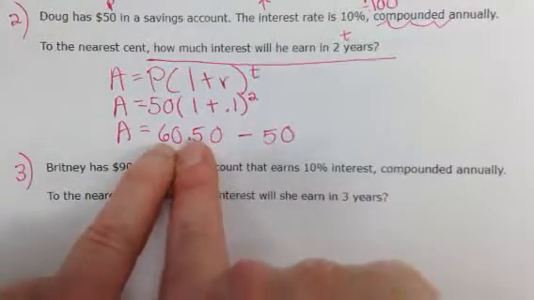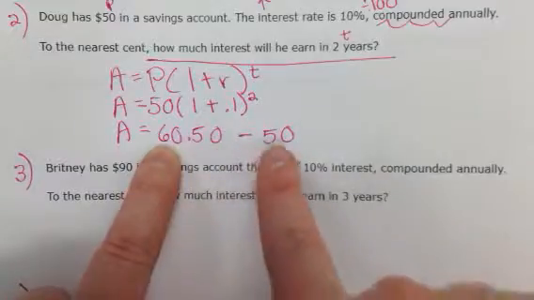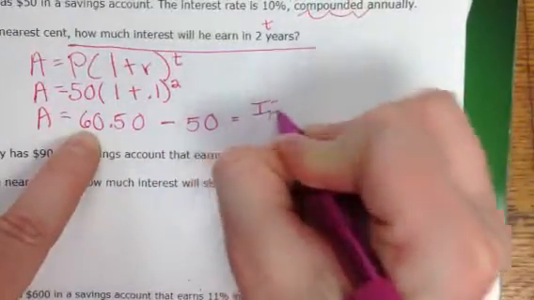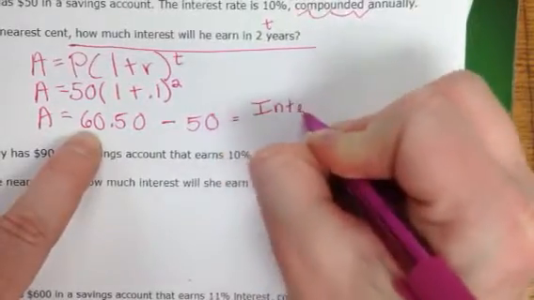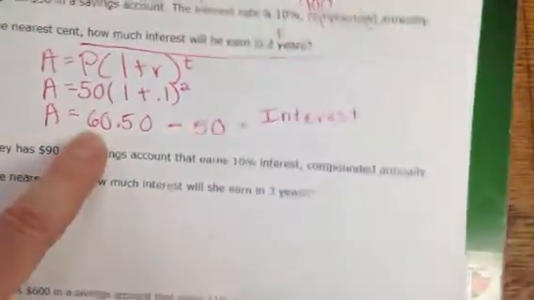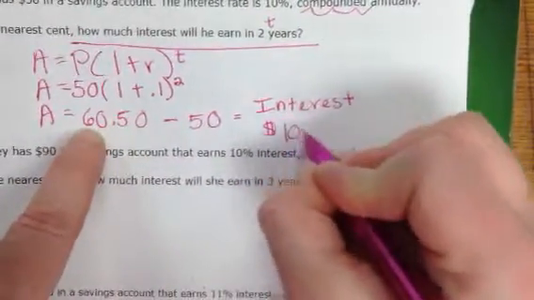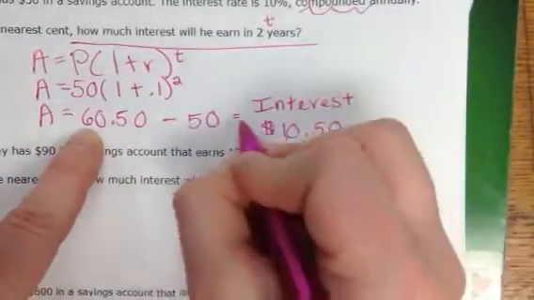So $60.50 minus $50 shows me the interest that he earned over those 2 years was $10.50.